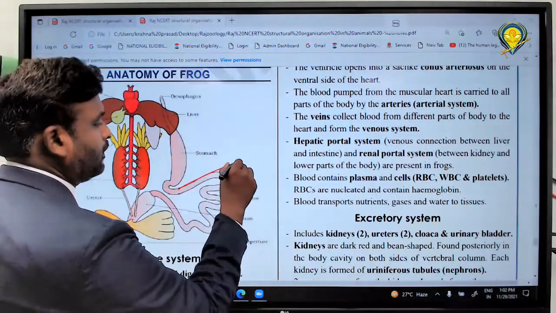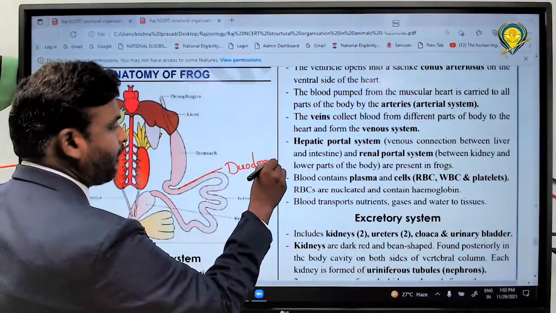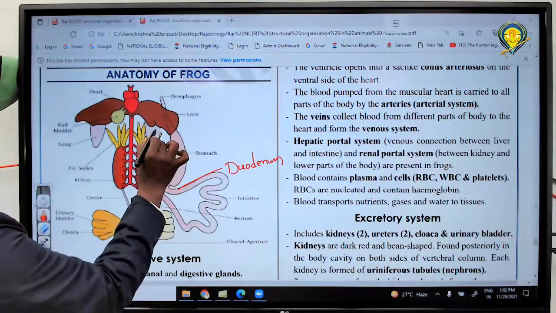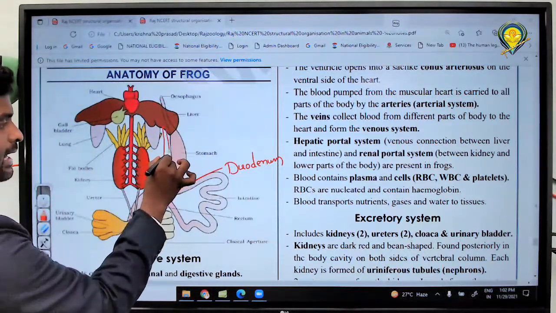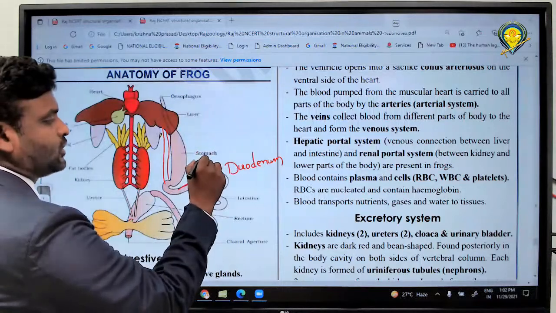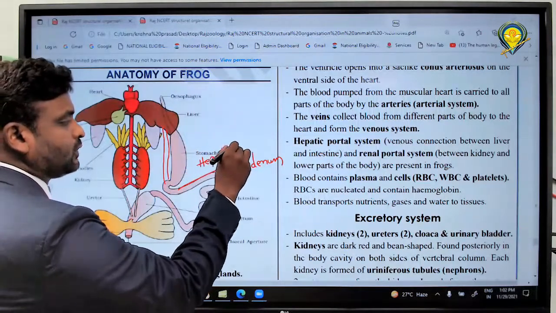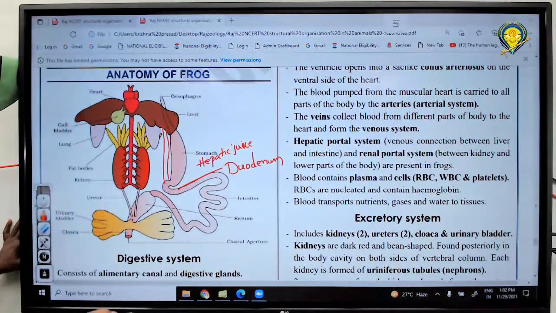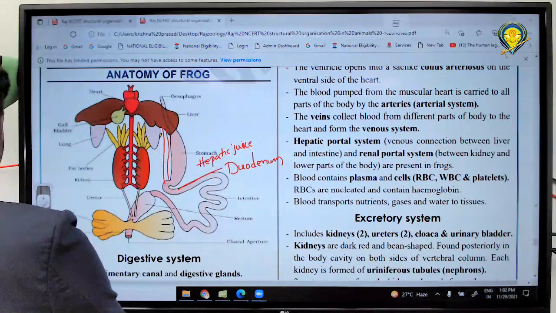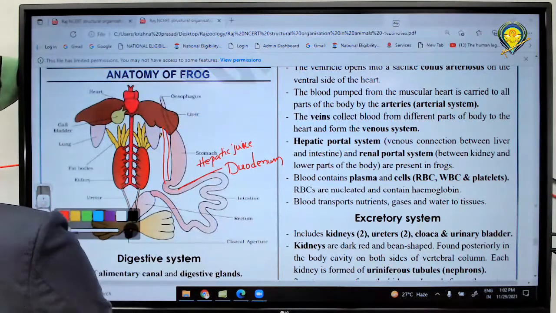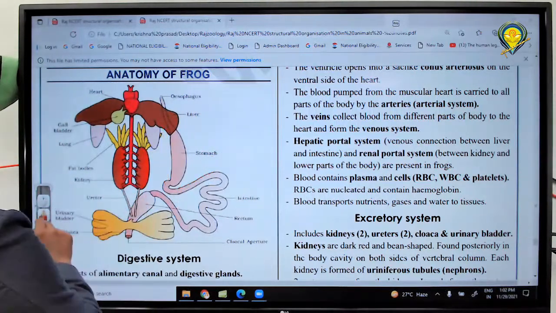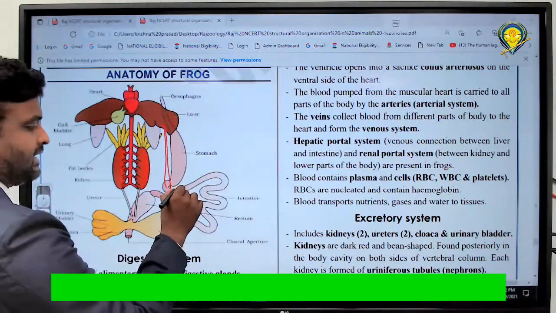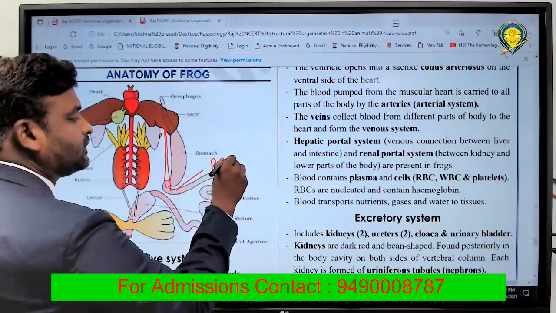Listen to me, all of you. Duodenum receives what? Bile juice. As well as another one, hepatic juice also, means pancreatic juice, right? Let me know. First one, duodenum receives what? Bile juice. At the same time, it also receives what? Pancreatic juice.